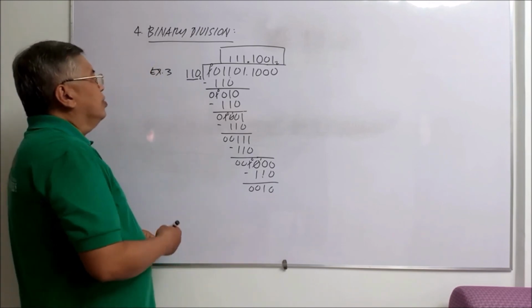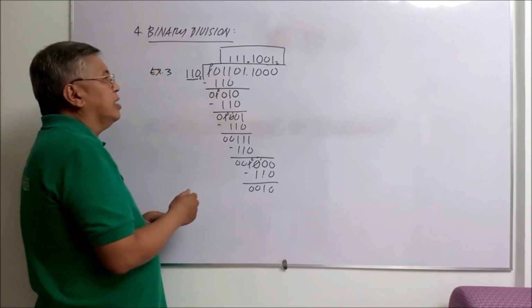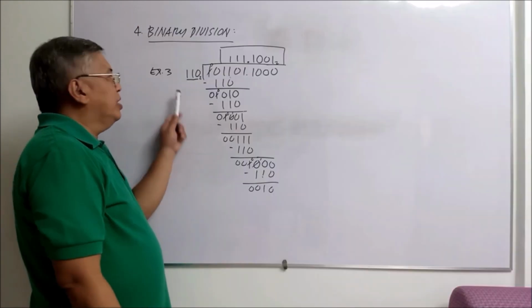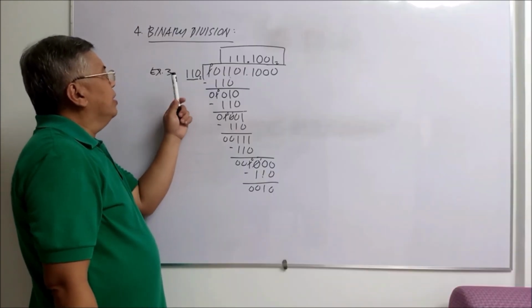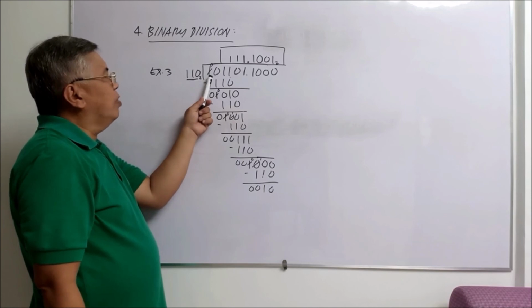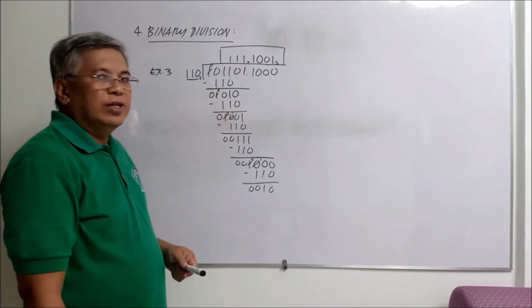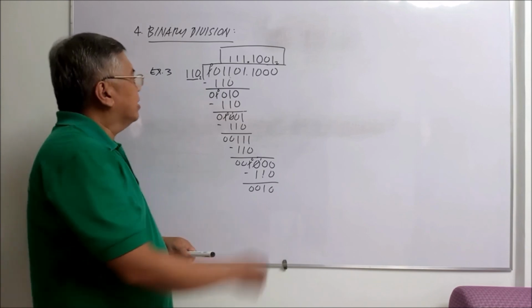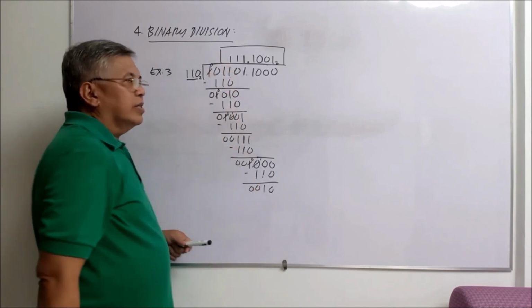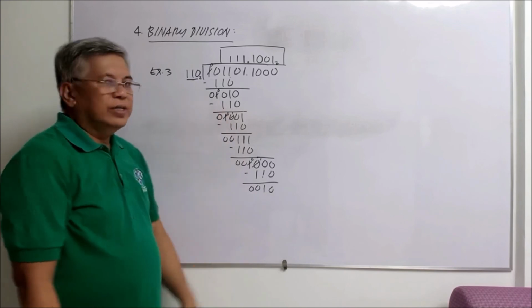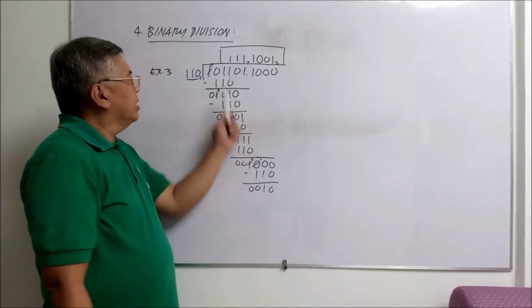Again, you consider first the 3 digits inside and compare them with the 3 digits outside. If the 3 digits inside are smaller than the 3 digits outside, then you have to consider the 4th digit. If not, then you start with the 3rd digit of the number inside the division sign.